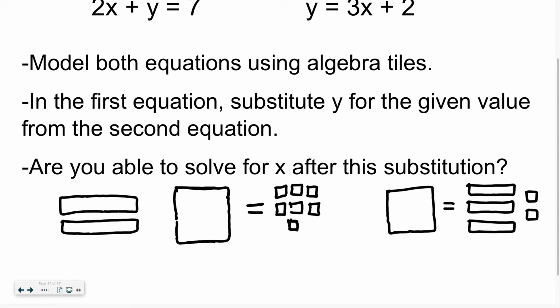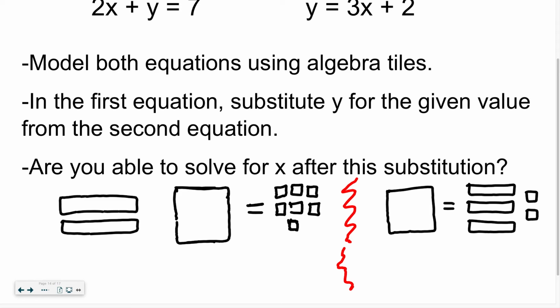Do we have these models? Your model should look something like what's up on the board. Does everyone have what we have up there? We have 2x and y. We don't have to show the plus symbol because naturally they're together, that would mean addition. So 2x and y equals 7. And then y is 3x plus 2.